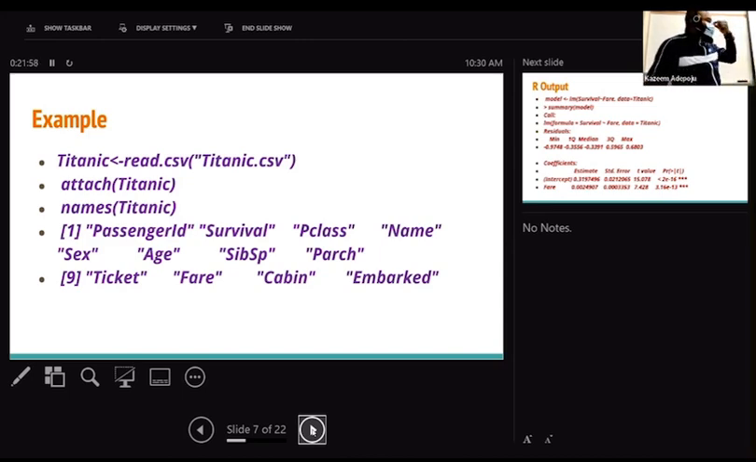Now, the response variable here is categorical, right? If there's an accident, it's either a passenger survives or not. That's a categorical outcome, right? Now, we got some variables here, predictor variables. We got the passenger ID, the survived, the P class, the name, the sex, the age, and so on, the ticket, the fare, and so on.